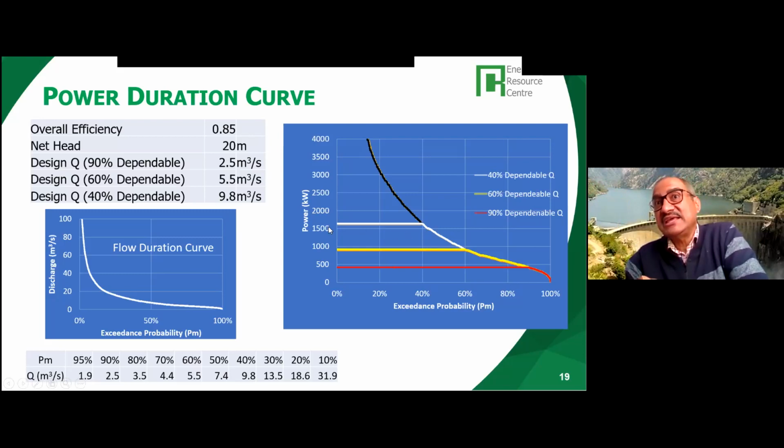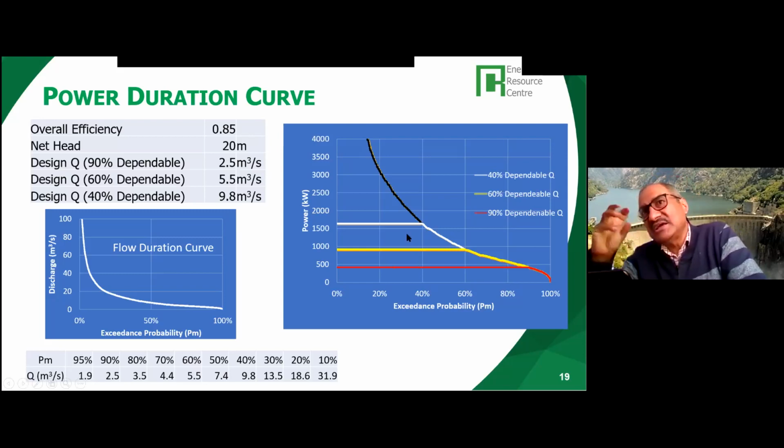Similarly, if you design for 9.8, it will generate around 1600 kilowatt for 40% of the time. 40% of 1 year is 146 days, when it will generate full capacity. For the remaining 219 days, it will generate less. Now the question is, if it is an isolated system, a mini grid.